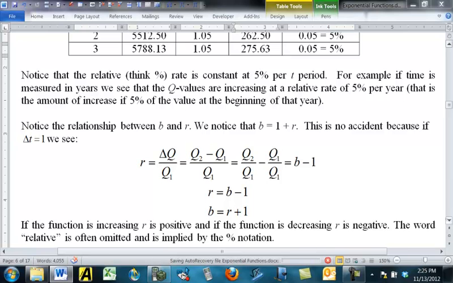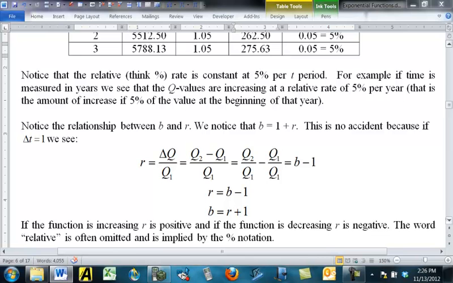So that's Q2 minus Q1 over Q1. Now distribute, that's Q2 over Q1 minus Q1 over Q1. Q1 over Q1 is 1, and since delta X is 1, Q2 over Q1 is the base B. And so notice that we've solved this, and we found that R is the base minus 1. So that means the base is R plus 1, or 1 plus R. So we have this basic relationship between R and B.